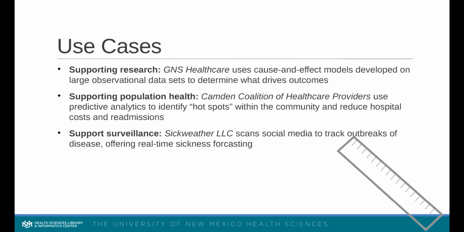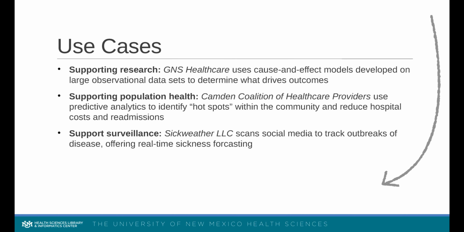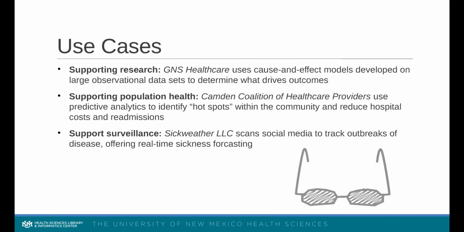Analytics can also be used in service of population health, as mentioned on the previous slide. For example, Camden Coalition of Healthcare Providers uses predictive analytics to identify the sickest members of the community in an attempt to reduce costs and admissions. Another example is the use of analytics to support surveillance efforts. For example, SickWeather LLC is a company that uses social media to track outbreaks and deliver real-time illness forecasts.